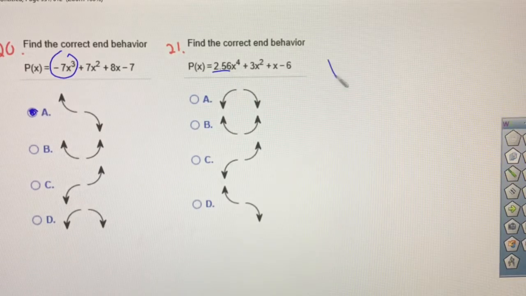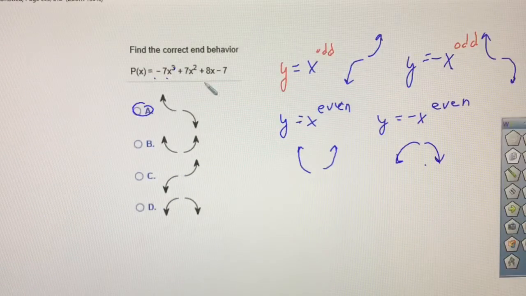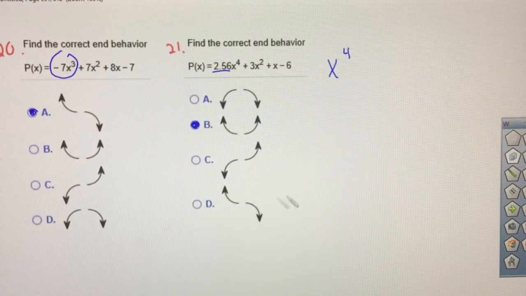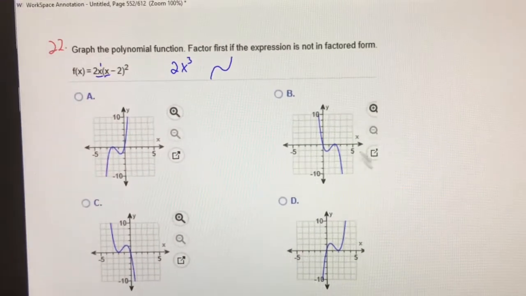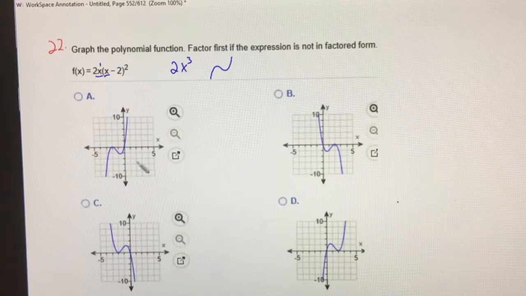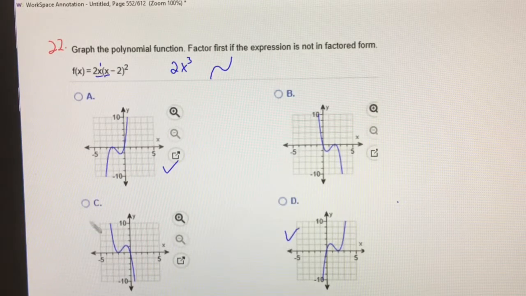2.56, that's a positive x to the fourth, positive, even. x to the even is going to be up. So that's going to be choice B, up. Notice it's a positive out front, and that's an x to the first, and that's an x to the second. So it's basically going to be a skinny 2x cubed. x cubed is down on the left, up on the right. That's going to give me either choice A or choice D. It cannot be C, because that's the wrong end behavior.